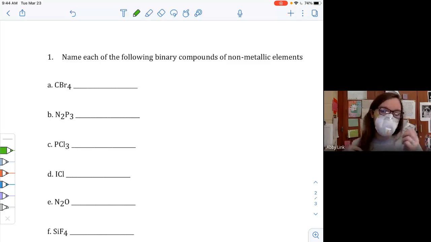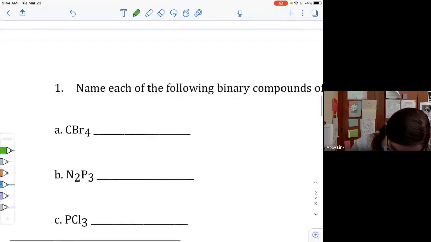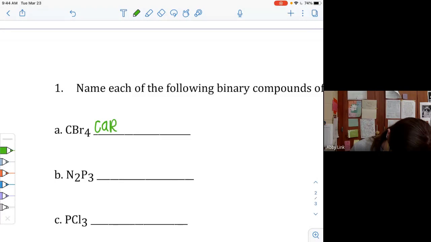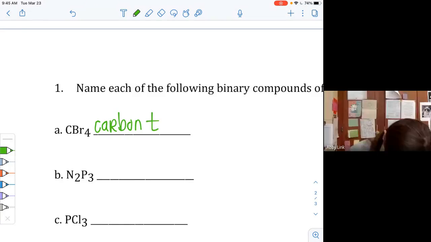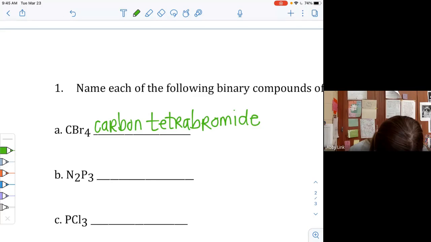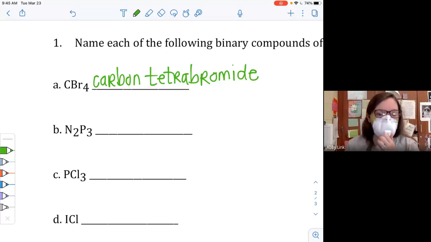So for CBr4, what I notice is that the first element, there's only one. So I'm just going to write the name of that element, and C is carbon. For Br, I know that's bromine, and I know the prefix for 4 is tetra, and I need to change the ending to -ide, so I am thinking tetrabromide. Okay, so my final answer there for CBr4 is carbon tetrabromide.